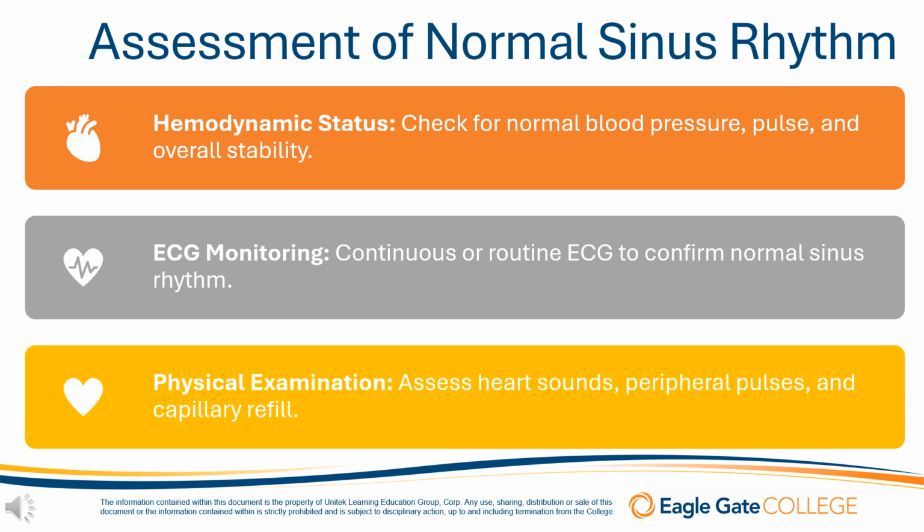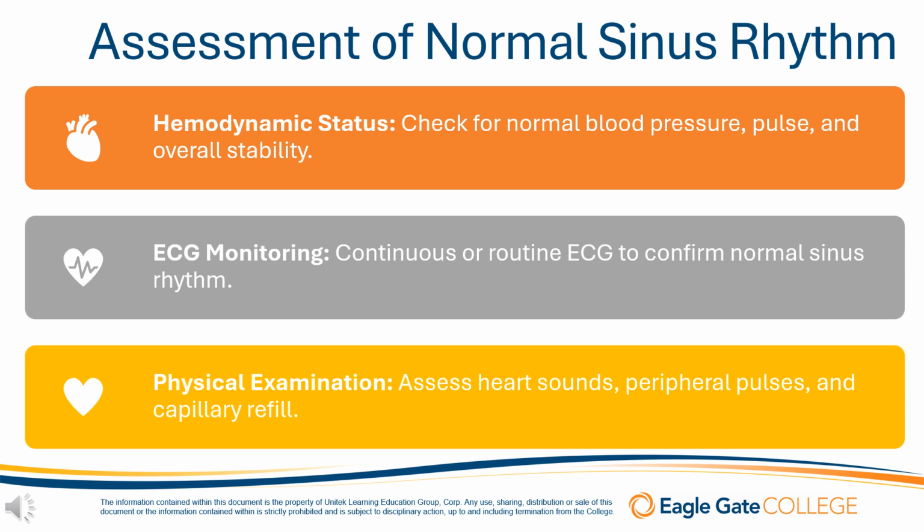A thorough physical examination complements the assessment of hemodynamic status and ECG findings. So use a stethoscope to auscultate heart sounds. Listen for S1 and S2 sounds, which correspond to the closing of the atrioventricular and semilunar valves, respectively. These should be clear and regular. Any additional sounds, such as S3 or S4, would indicate cardiac abnormalities.